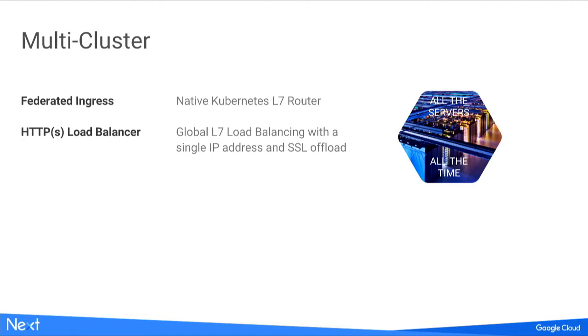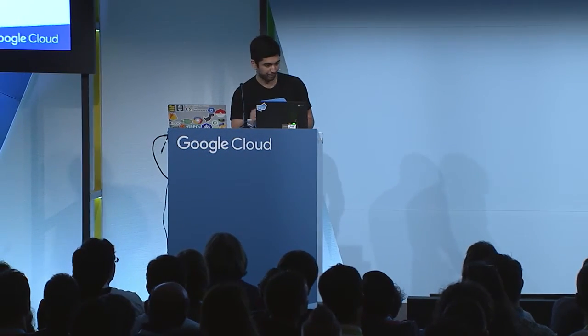And so how do you do that? Again, Federated Ingress. This is a native Kubernetes L7 load balancer and router. And it's federated, which means that you get one IP address for all of your clusters. And the way you do this on Google Cloud, of course, is the HTTPS load balancer. Now, this is our global L7 load balancing solution with a single IP address, SSL offload, and in alpha, IPv6 support, which is really, really good. So let's take a look at how that works.